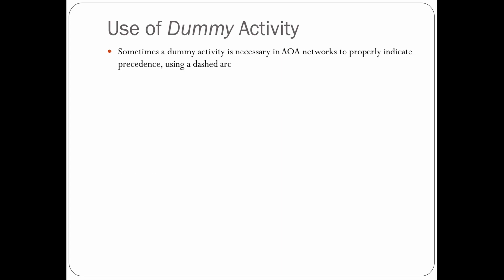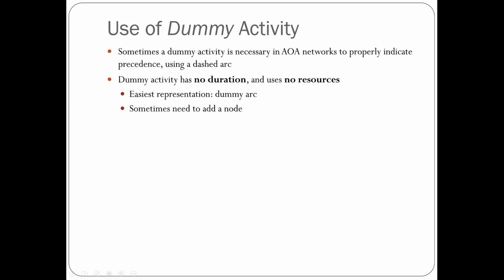So the use of dummy activities sometimes is necessary in this activity on arrow network to properly indicate the precedence, using a dashed arc. Dummy activities have no duration and use no resources. So when you see in a network those dotted arrows, they represent those dummy activities. And remember that they don't take any time or resources. Sometimes we need just a dummy arc, like those examples we showed earlier. And some other times we may need to add a node too.